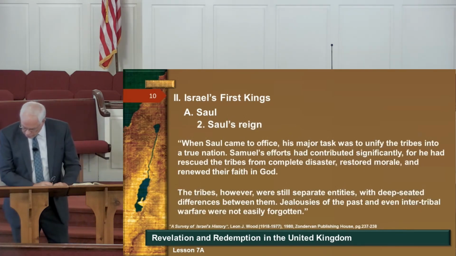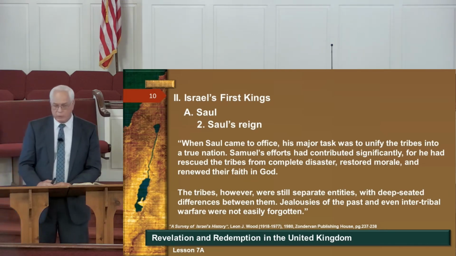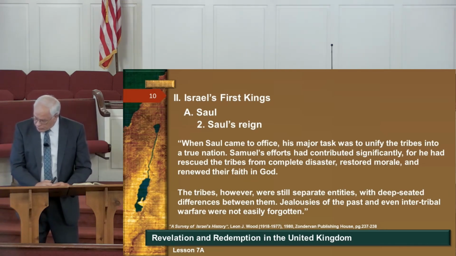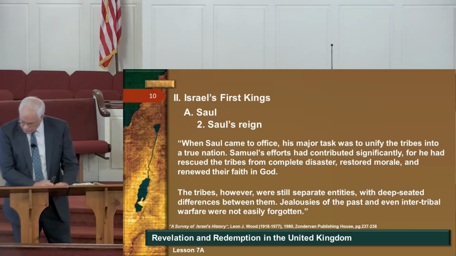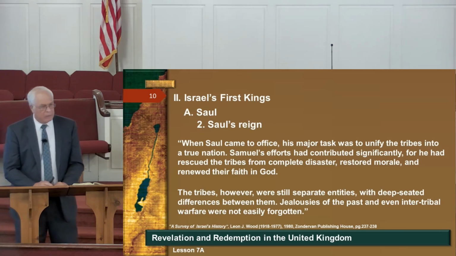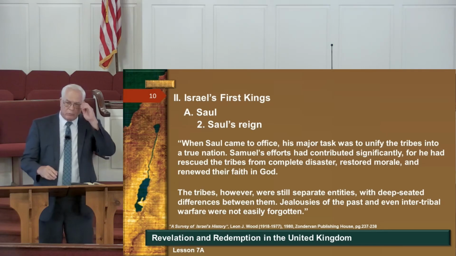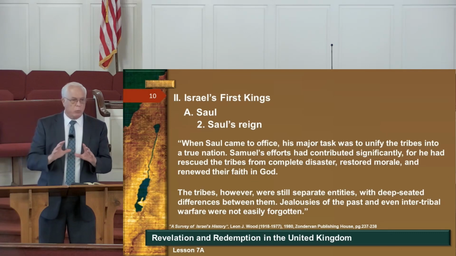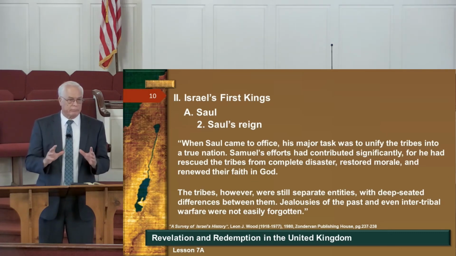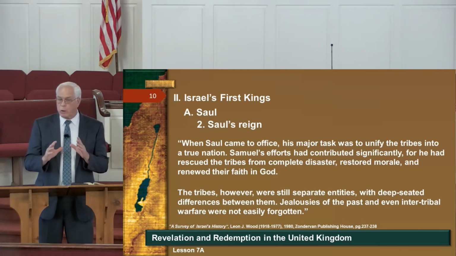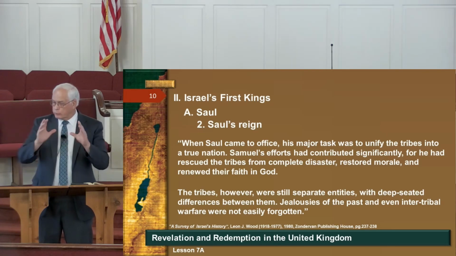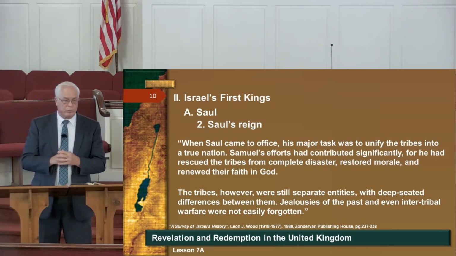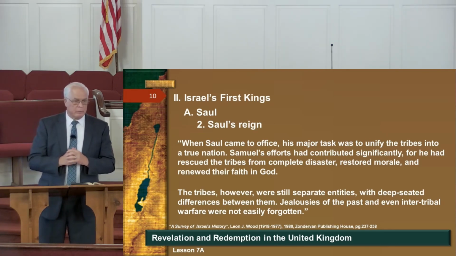During Saul's reign, when Saul came to office, his major task was to unify the tribes into a true nation. Samuel's efforts had contributed significantly, for he had rescued the tribes. Real quickly, remember the time of the judges they had gone through? I know I briefly touched on it in the book of Judges, but they almost wiped out a whole tribe. They had civil war and almost wiped out the tribe because of the horribleness that took place with the Levite's concubine. It was almost wiped out.